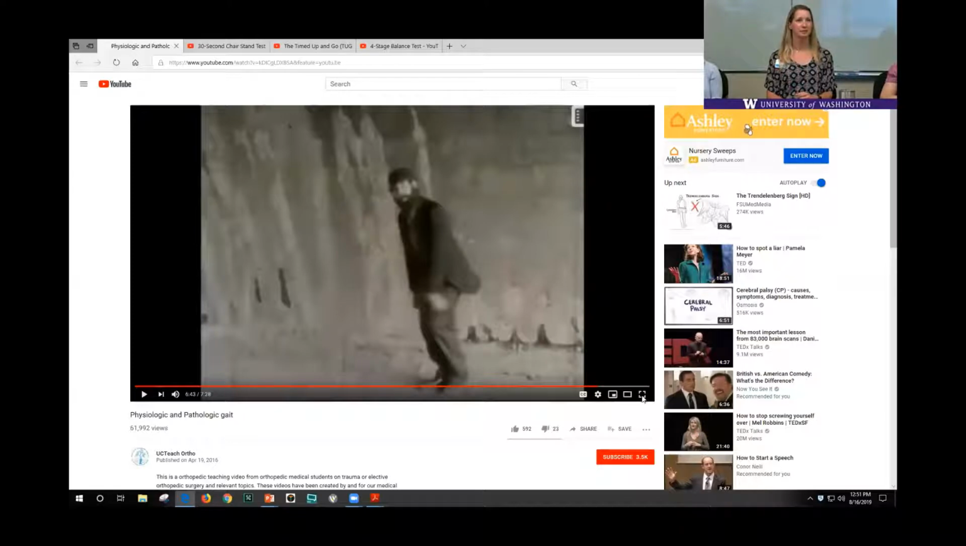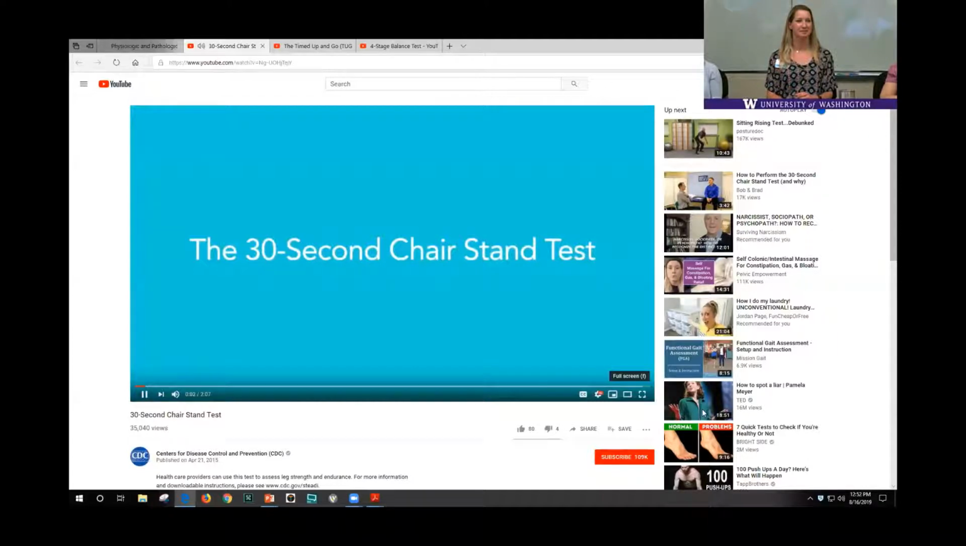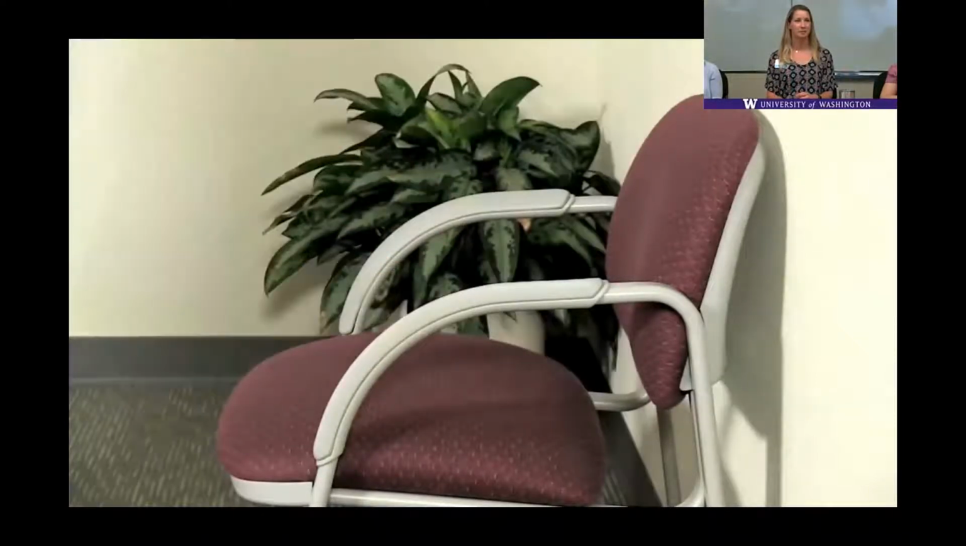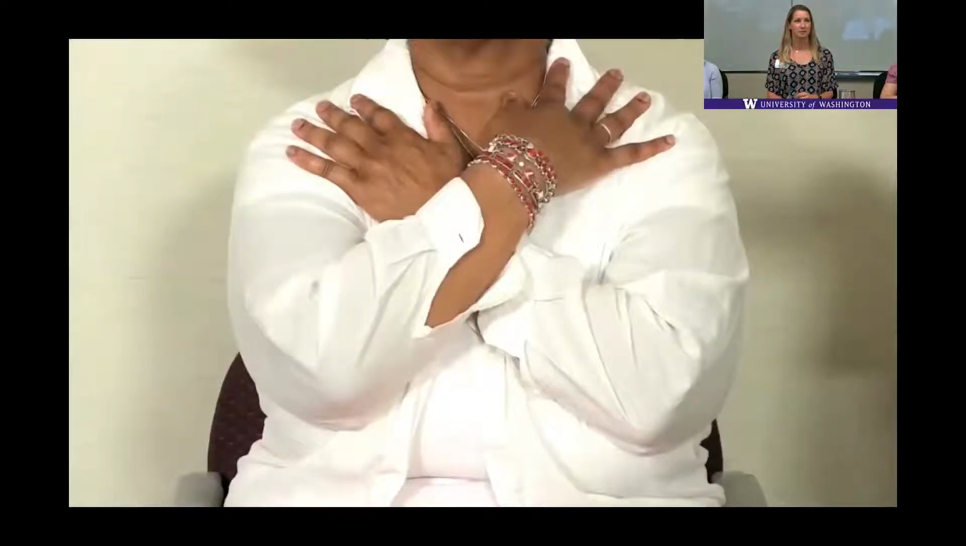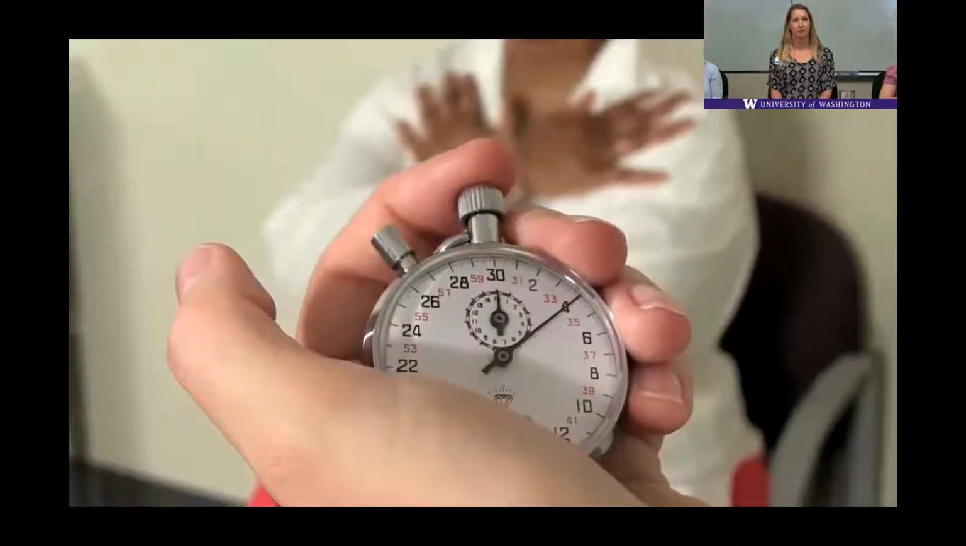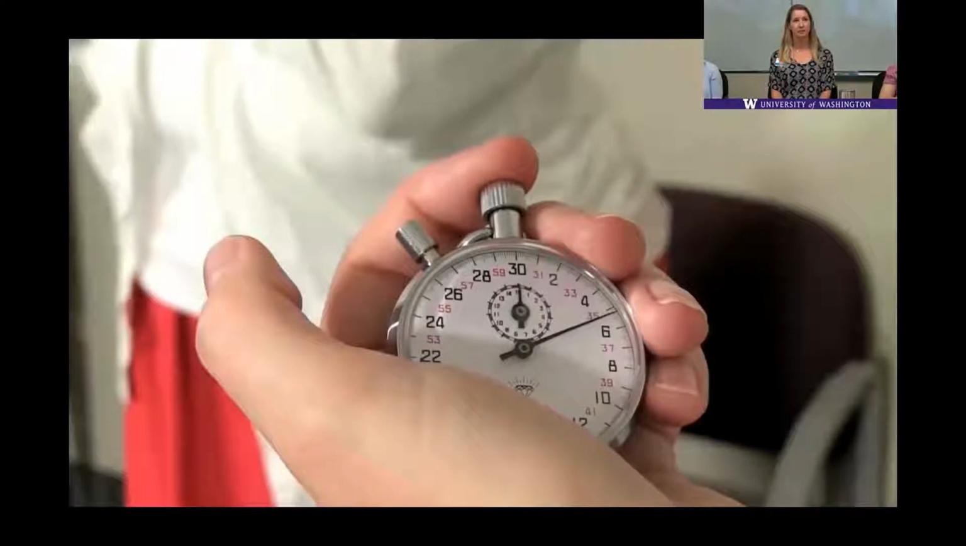The 30-second chair stand tests functional lower body strength. You'll need a chair with a straight back and a stopwatch. Place the rear legs of the chair against a wall so that it cannot slide backwards. Have your patient sit towards the front of the chair and fold her arms across her chest. Ask her to keep her feet flat on the floor and sit upright. She should try to stand up, keeping her arms folded across her chest without pushing off with her arms. When you say go, she should stand up all the way and then sit back down, doing this as quickly as she can until you say stop.